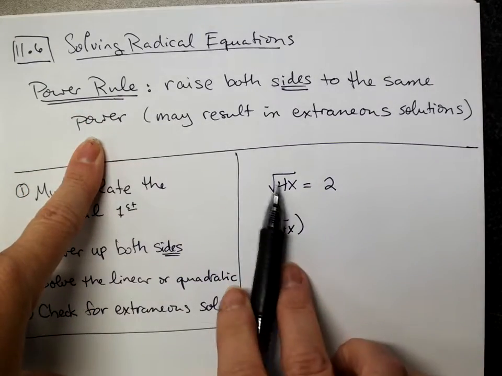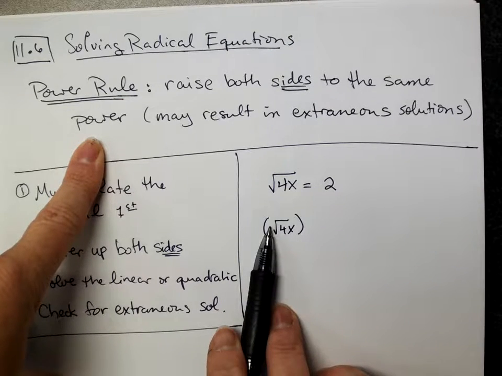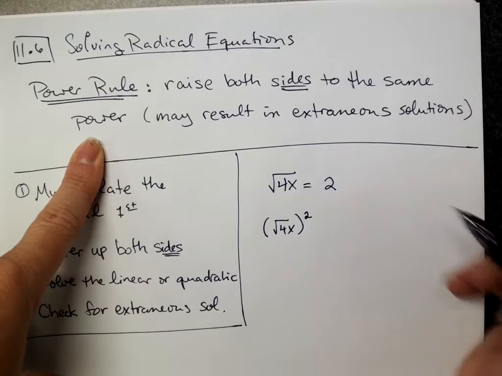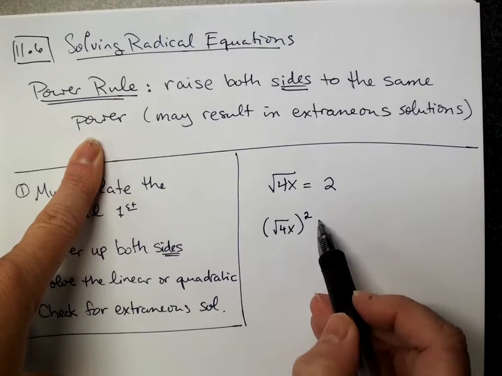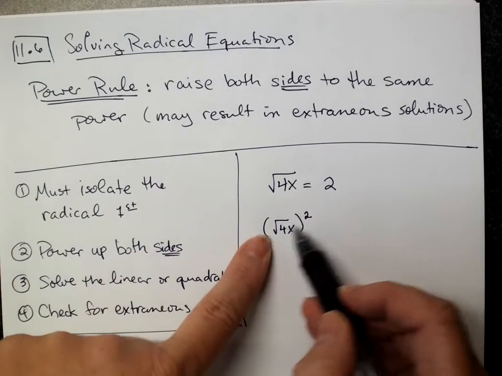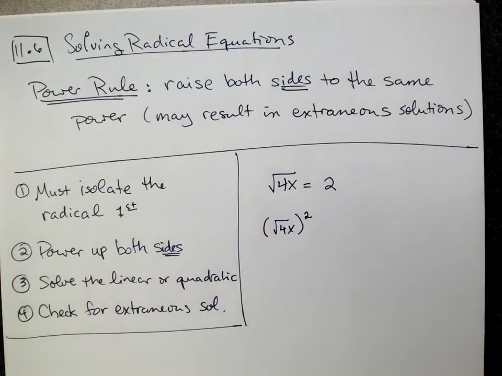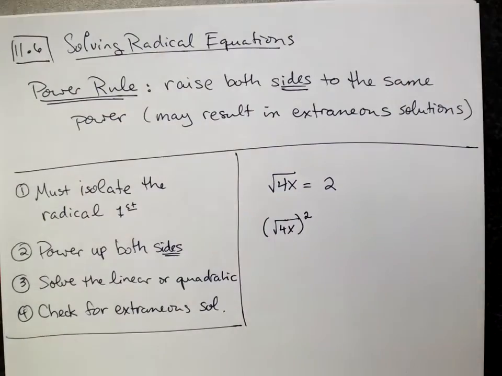Okay? So we're going to put the left-hand side in parentheses, and to cancel out a square root, we square. If this were a cube root, we'd cube it. If it were a fourth root, we'd fourth it. Because the power cancels out the index. When they match, it's going to kill the radical. The 2 and the 2 are going to obliterate that radical sign. It's going to release the radicand.